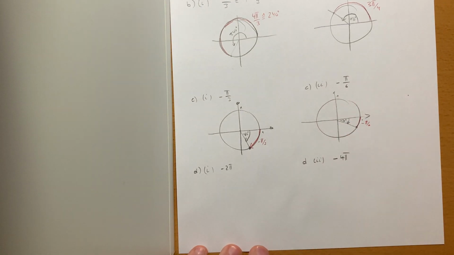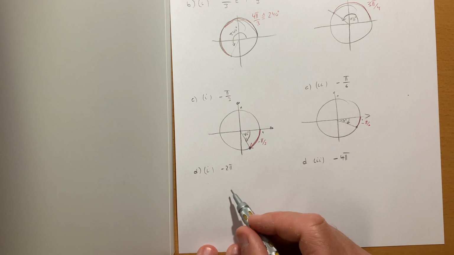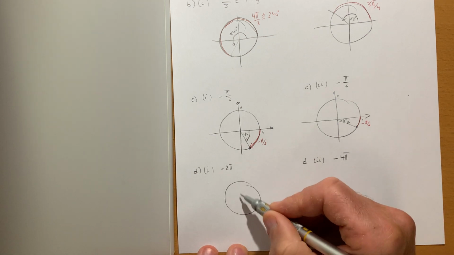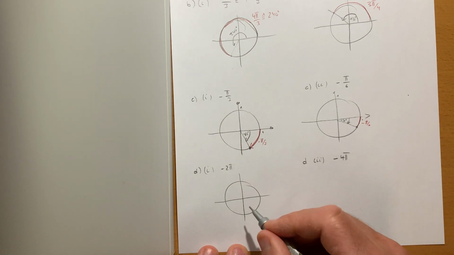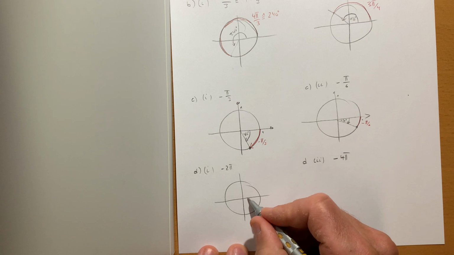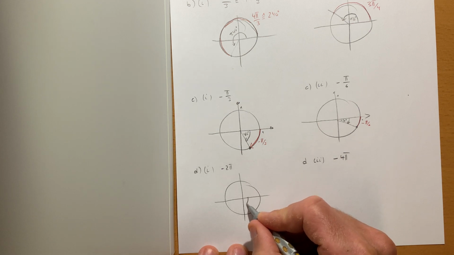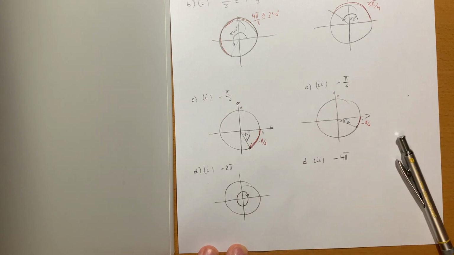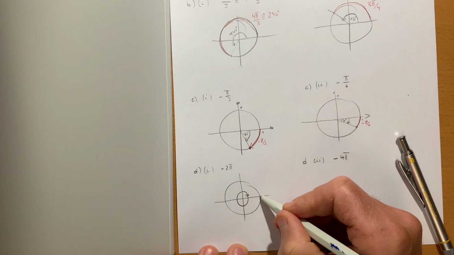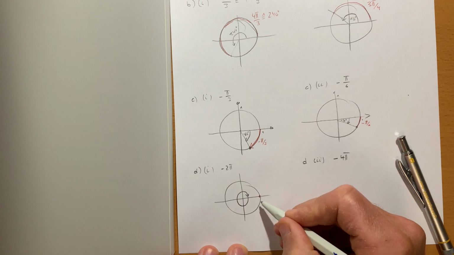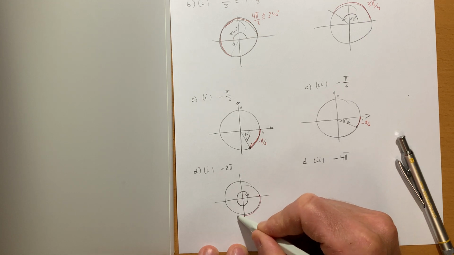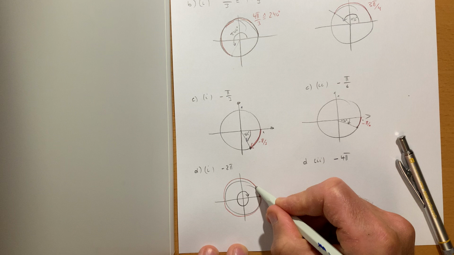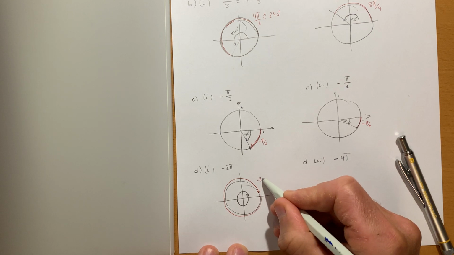Now the last two, very easy. Minus 2 pi. You have your unit circle. Minus 2 pi is minus 1 full turn. That means when you start here, it's minus 1 full turn, and you're here again. And this is in fact minus 2 pi.